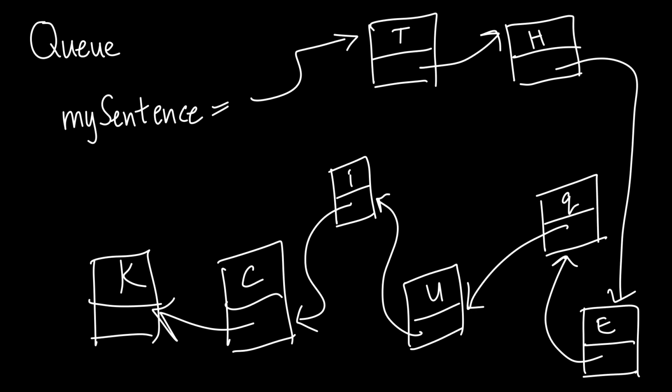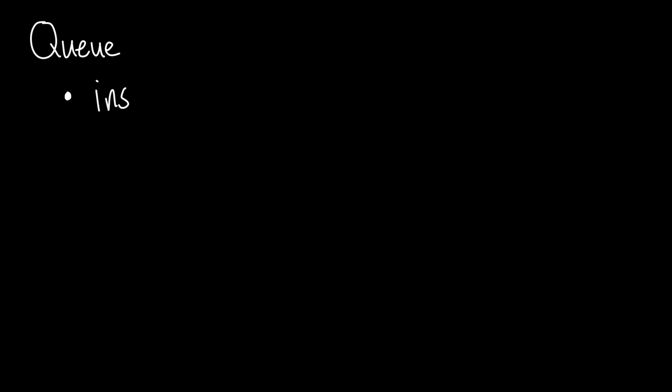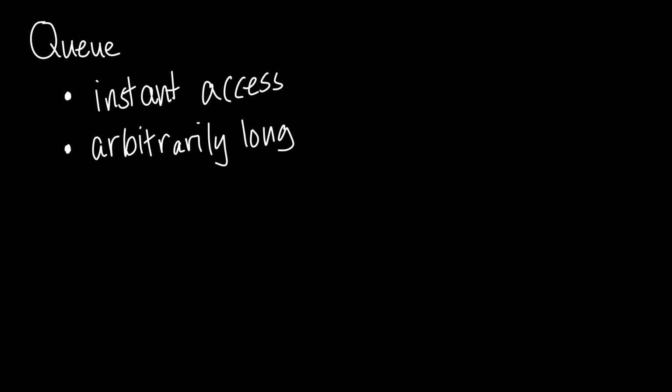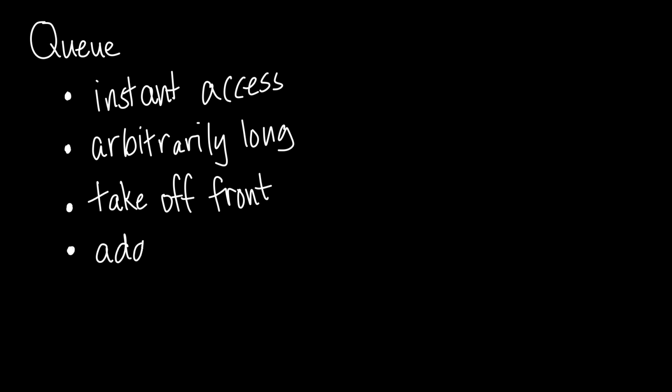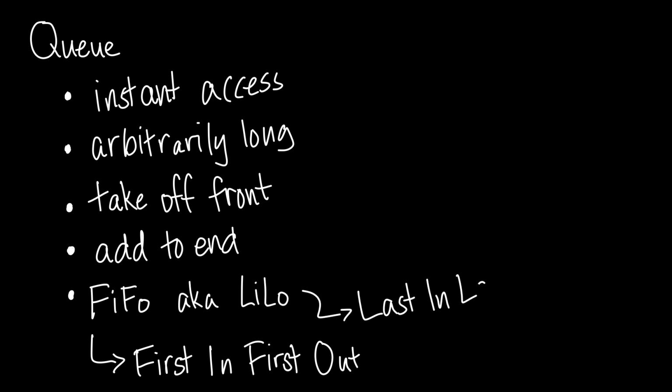Queues are similar to stacks, except they have another hidden variable. They've got a front that points to the front, but they also have something that points to the end. Queues are also instant access. Like stacks, they can be arbitrarily long with no impact on speed, but you can't access any data in the middle. You can only take off the front, and you can only add on the end. You'll often hear people toss around the acronyms FIFO, first in, first out, and LILO, last in, last out. People will usually say FIFO.